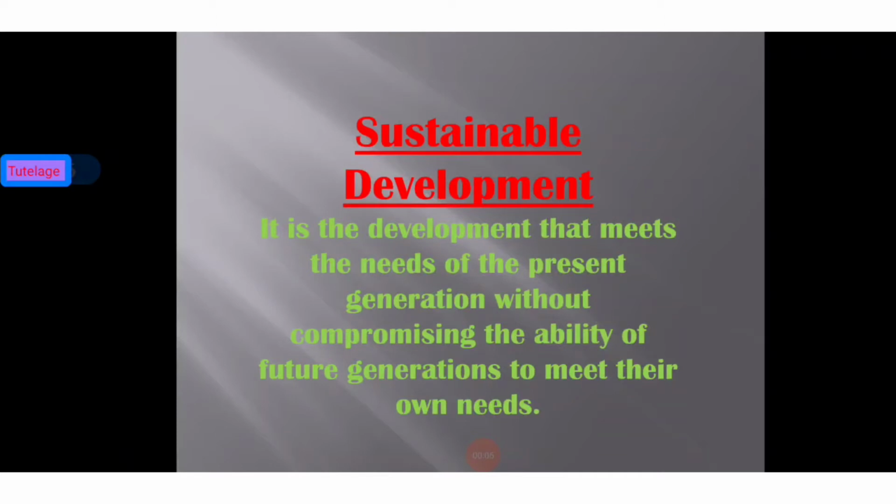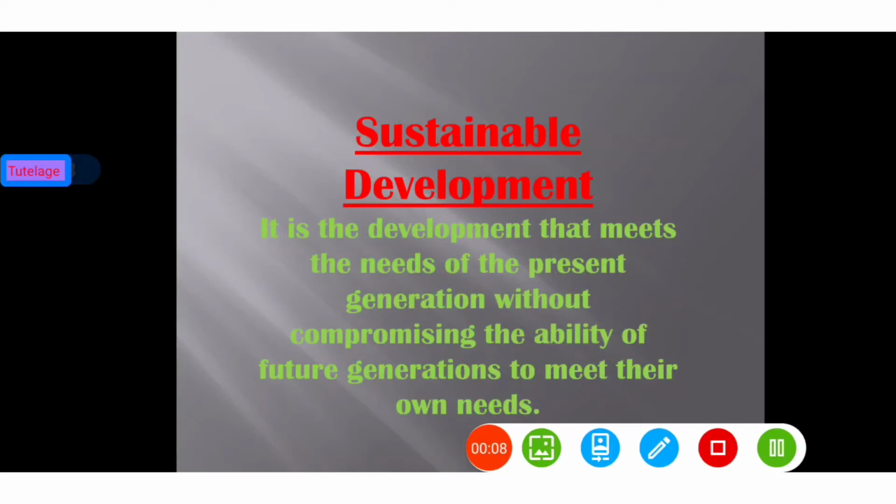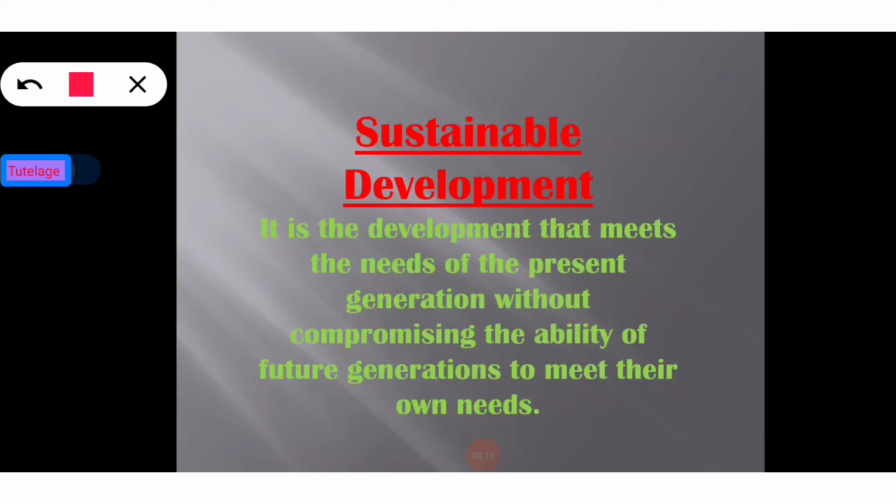Here is the definition of sustainable development. The concept of sustainable development came into prominence with the report of the World Commission on Environment and Development in 1987. So sustainable development is a development that meets the needs of the present generation without compromising the ability of the future generation to meet their own needs.